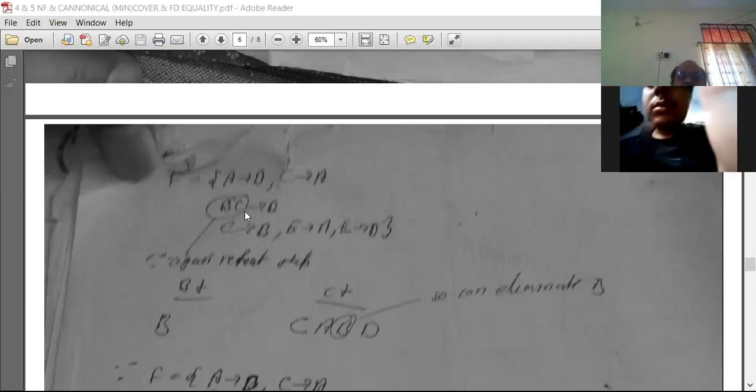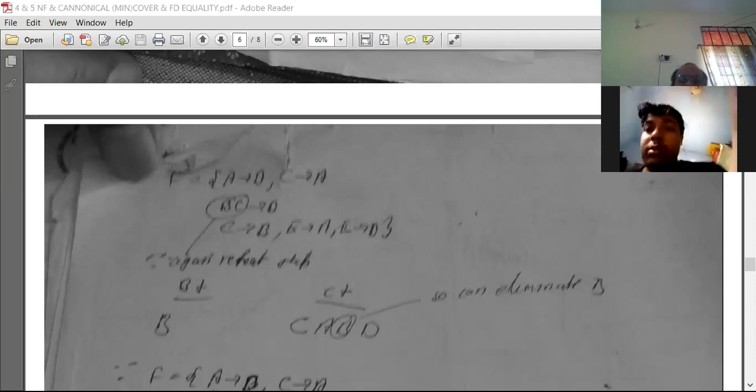From C I can reach C, from C I can reach A, from C I can reach B, and from BC I can reach D. So I have written here. Now again in the C closure B came, so that means B can be removed from this. I will just write A tends to D, C tends to A, and C tends to D. And all the other attributes I will write as the same functional dependency.